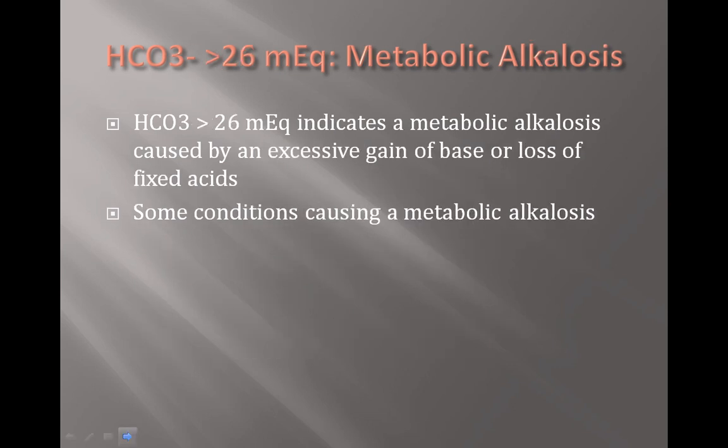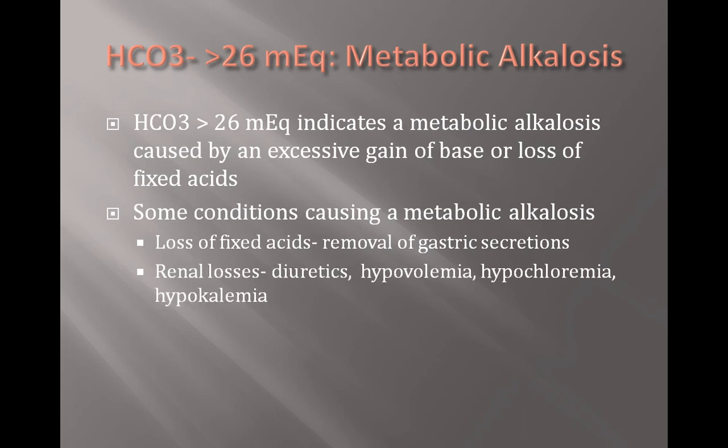Let's consider what happens when bicarb is in excess of 26 milliequivalents due to a gain of base or a loss of fixed acids. Here, your patient will wind up with a metabolic alkalosis. Some conditions causing a metabolic alkalosis include the loss of acids through the upper GI tract. So vomiting and NG tube suctioning can cause this.